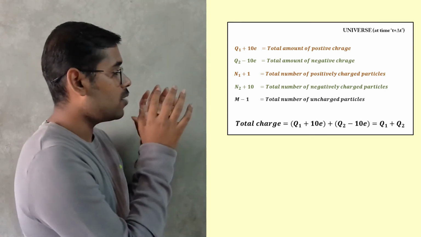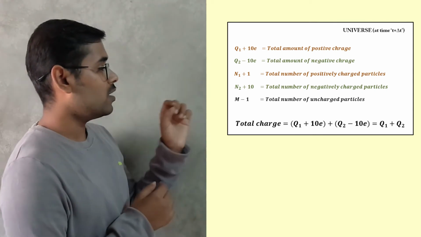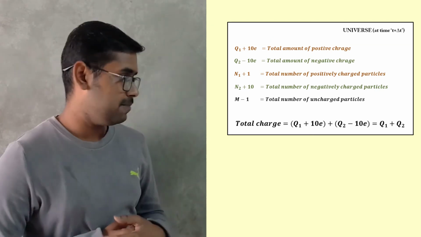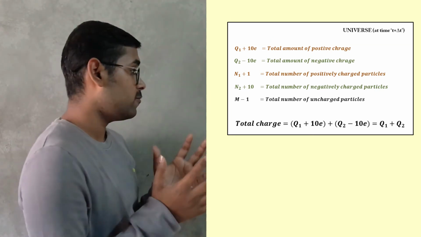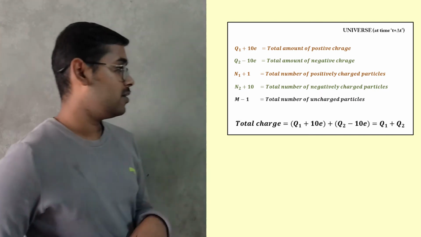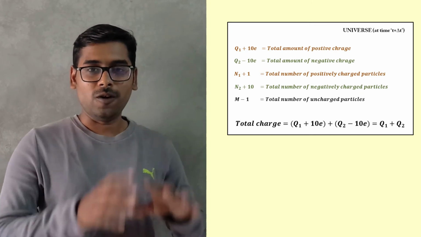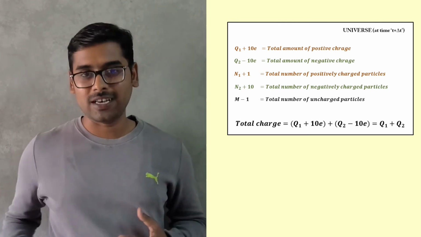Now if you look at the total amount of charge in the universe after some time delta t, here the total amount of charge is Q1 plus 10e plus Q2 minus 10e. So the total amount of positive charge is Q1 plus 10e, and the total amount of negative charge is Q2 minus 10e. So it will become again Q1 plus Q2. After all these changes, what has remained constant is the total amount of the charge.